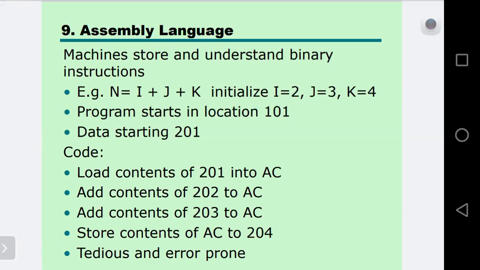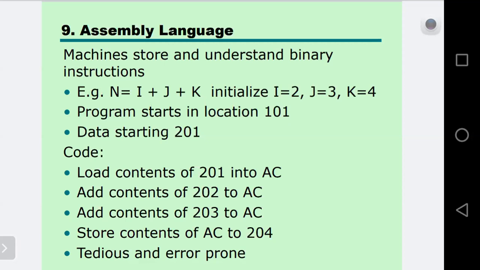For example, n is equal to i plus j plus k. Suppose you want to implement a program in which you are adding three numbers and getting the output, that is n. For that, suppose we have initialized i is equal to 2, j is equal to 3, and k is equal to 4. So here we have initialized three numbers for i, j, and k.